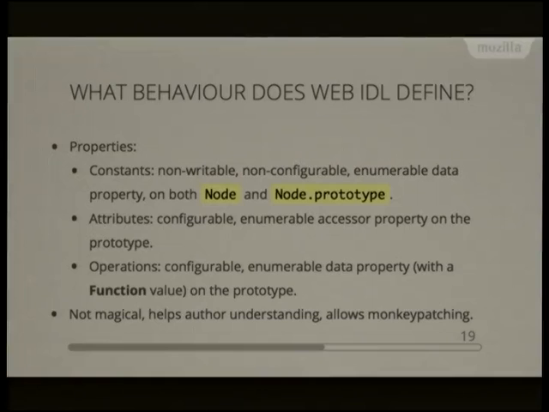So that also allows monkey patching of behavior for libraries that do shims for things where you can replace some existing implementation. And that's because we define these properties as being configurable and you can actually modify them.